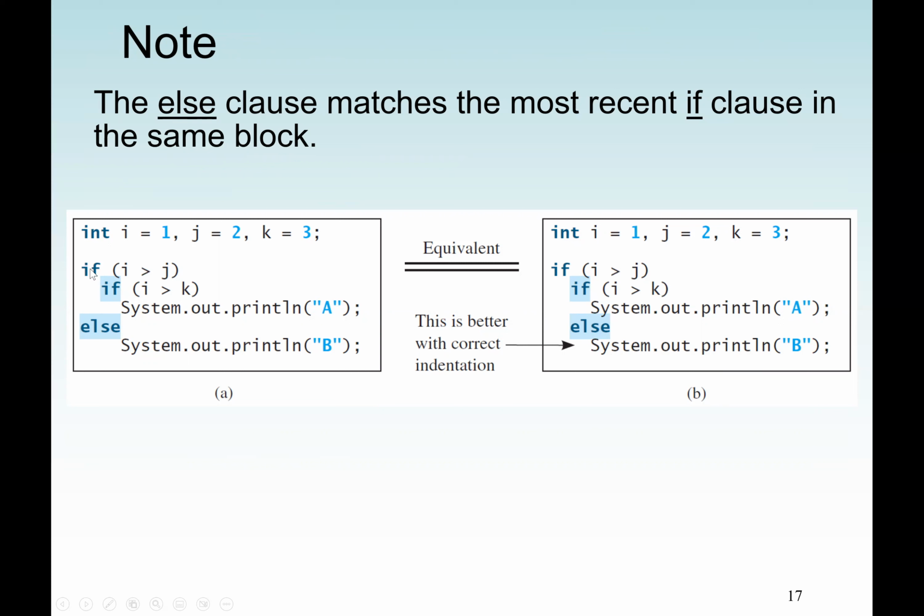So for example, here I have an if I is greater than J, and also if I is greater than K, we print A, else we print B. You can see where the else is. Maybe the best way to read it would be this form. This means if I is greater than J is true, we are going to check if I is greater than K. If I is greater than K is true, then we print A. But if it's false, then we print B. But if I is greater than J is false, we don't print anything.